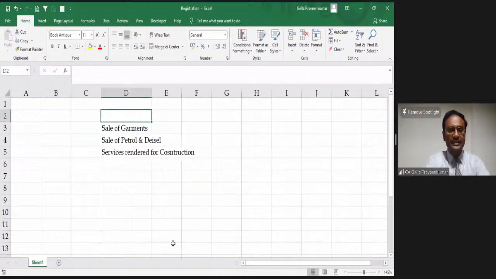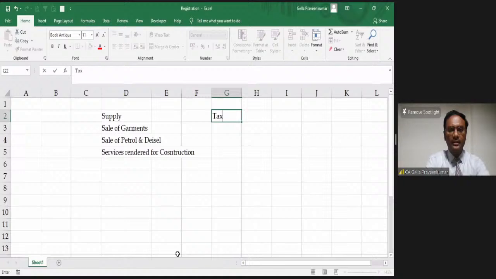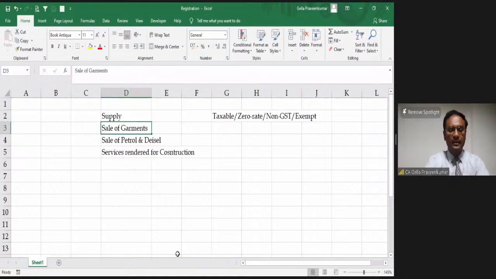Now, I have a few activities captured here. I would say this is supply. Now, let us determine whether it is taxable, zero rated, non-GST or exempt. Now, sale of garments. Now it is taxable.